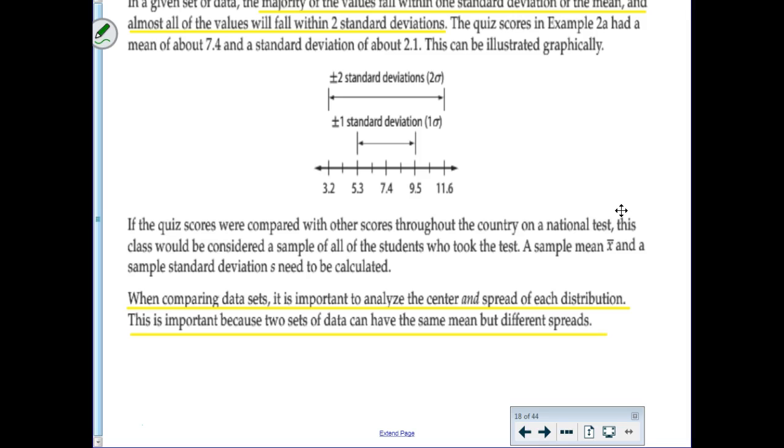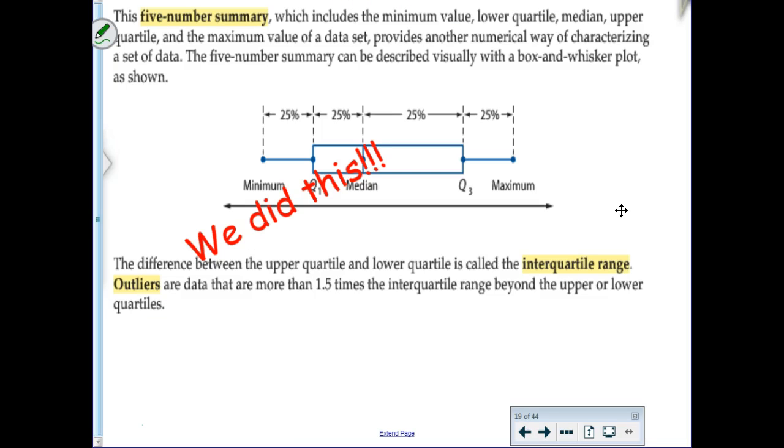All right. Blah, blah, blah. We did this already. Remember your box and whisker plots? They were a hoot. You loved them.